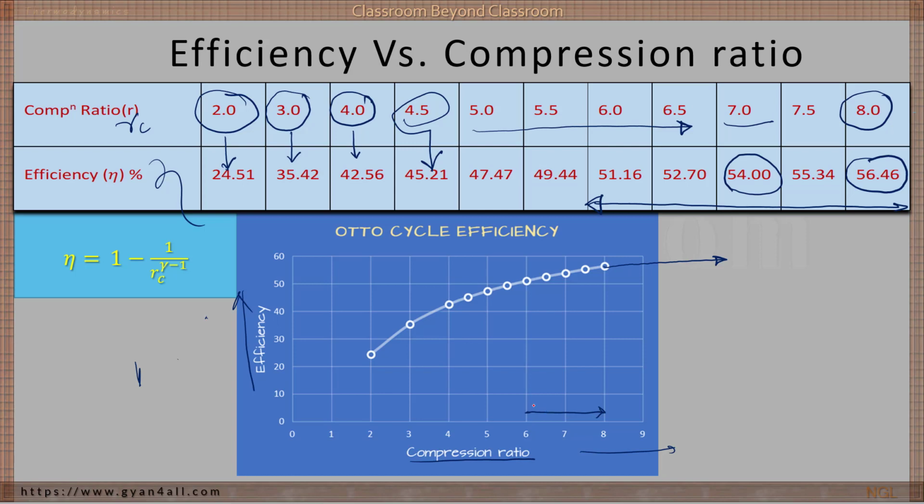And more than that, if we increase the compression ratio beyond say 9 or 10, there are many other problems in running the spark ignition engine. So, because of the practical difficulties, the compression ratio of a petrol engine, which utilizes the Otto cycle, is between say 6 to 8 or 9. And we also discussed how the compression ratio affects the efficiency of the engine.